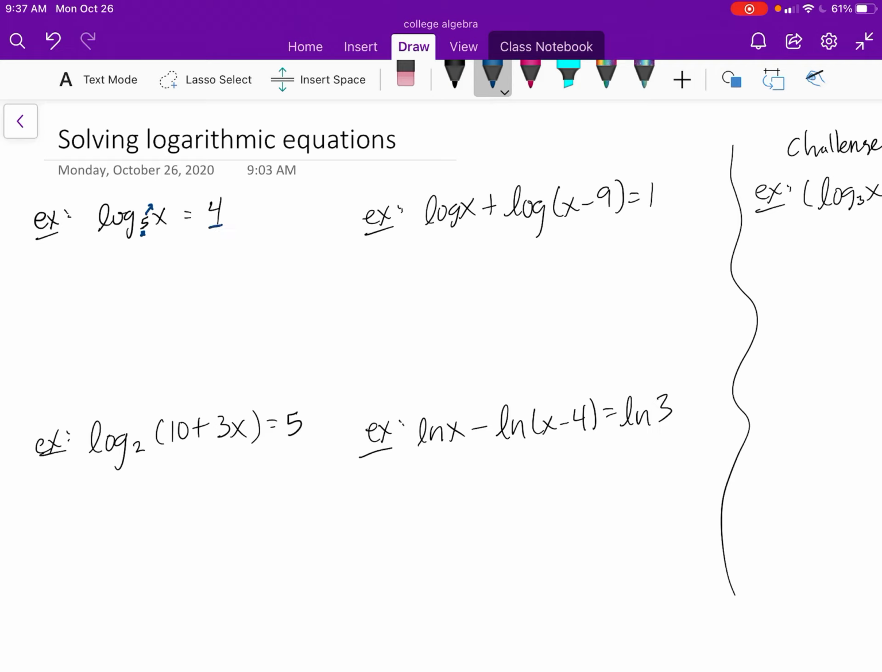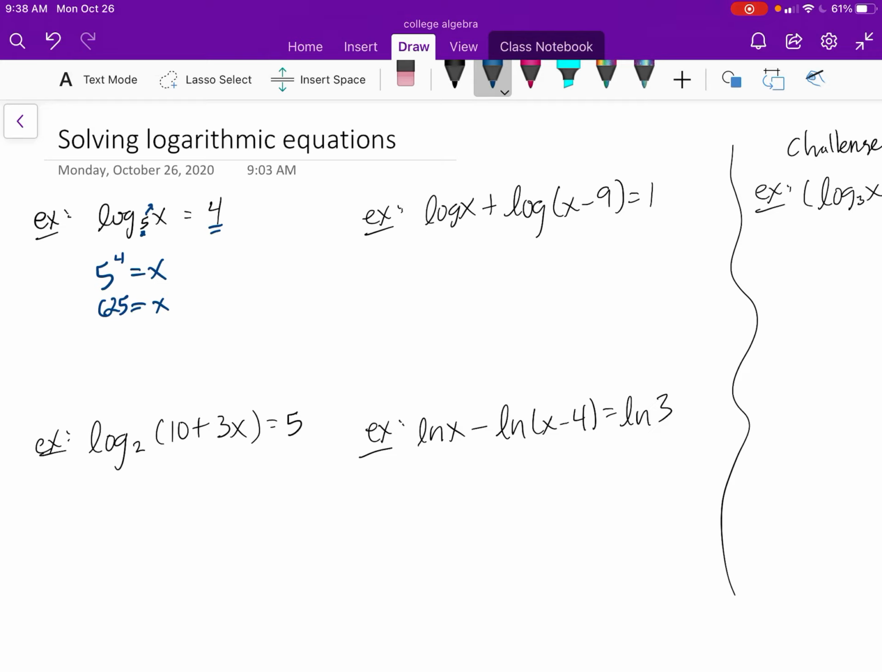Well, we have that power here. So really the way to rewrite this logarithm into an exponential function is 5 to the 4th equals x. And then we could just multiply that out and we get x equals 625.